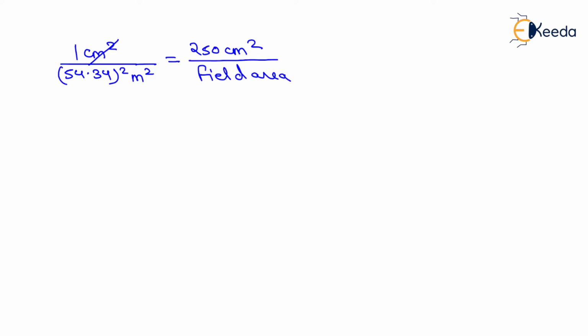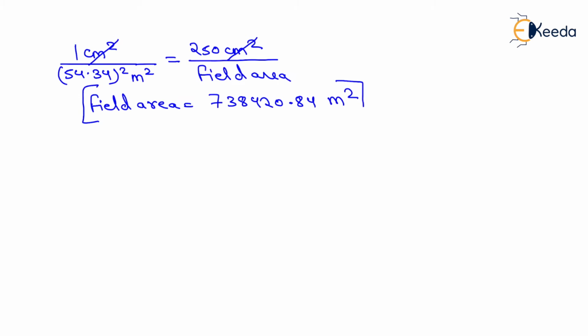From this, centimeter square will cancel out and we will get the value of field area as 250 into 54.34 square. So it will be equal to 738420.84 meter square. That will be the field area before shrinkage and after shrinkage, because field area always remains the same. Now we want to compute the area on paper before shrinkage.